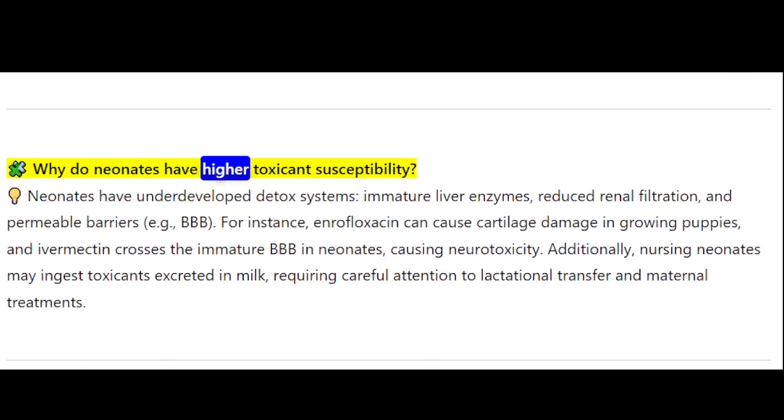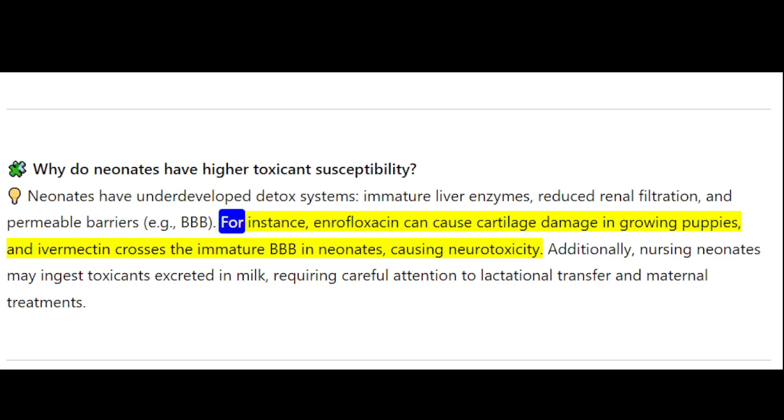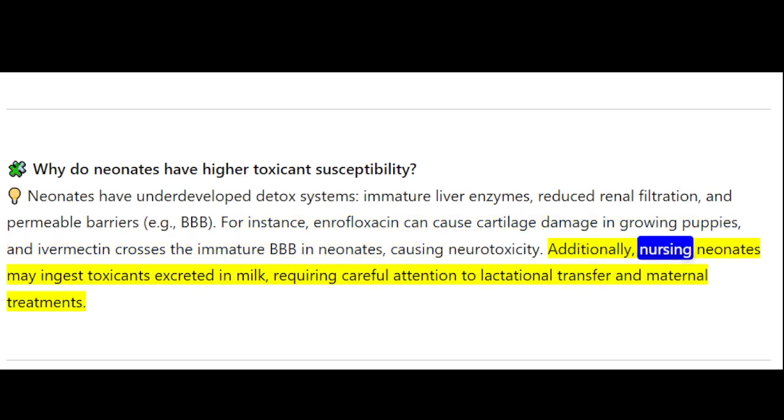Why do neonates have higher toxicant susceptibility? Neonates have underdeveloped detox systems: immature liver enzymes, reduced renal filtration, and permeable barriers, for example, the BBB. For instance, enrofloxacin can cause cartilage damage in growing puppies, and ivermectin crosses the immature BBB in neonates, causing neurotoxicity. Additionally, nursing neonates may ingest toxicants excreted in milk, requiring careful attention to lactational transfer and maternal treatments.